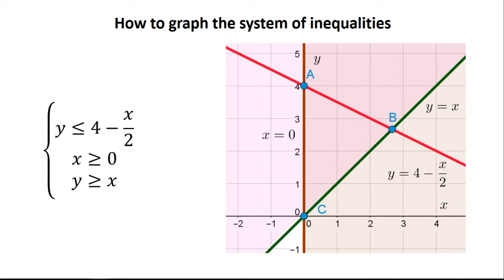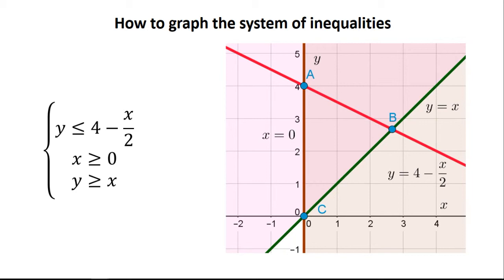It looks like this. This is the red line. It intersects the y-axis at the point A with y-coordinate of 4, and it intersects the green line at the point B. You can even find the coordinates of the point B. If you know how to do that, please write your answer in the comments.